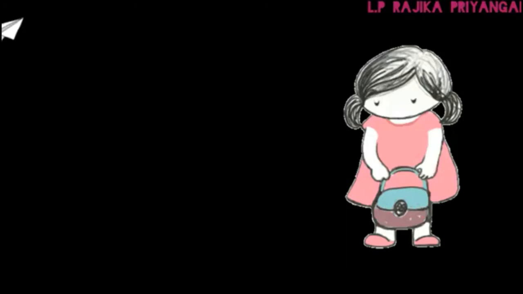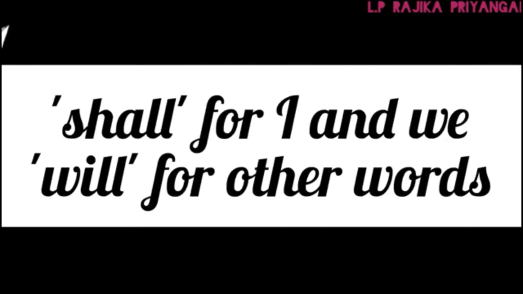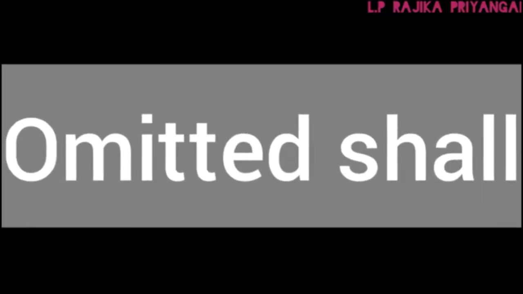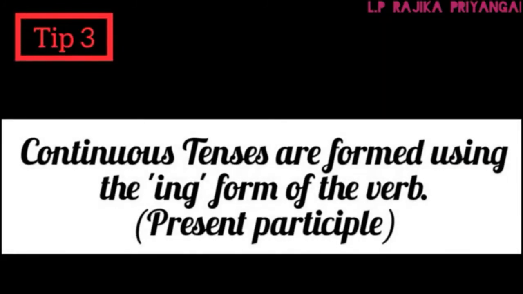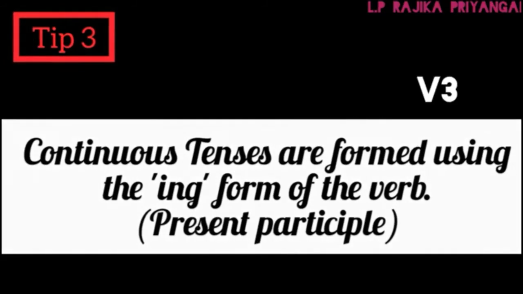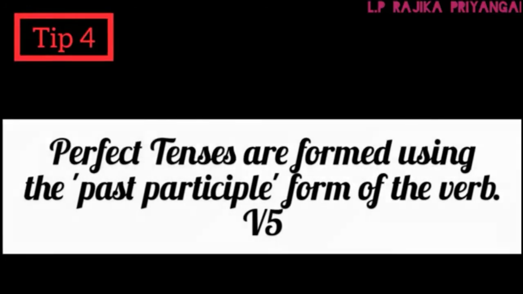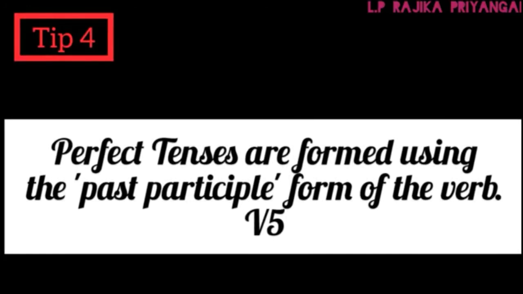Dear students, in my childhood we used shall for I and we and will for other words. But nowadays we don't use I shall or we shall. We use will with I and we also. So I have omitted shall to make it easy for you. The other thing I want to tell you is, remember that continuous tenses are made using the ing form of the verb, which is V3. And perfect tenses are made using the past participle form of the verb, which is V5.